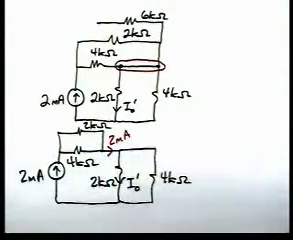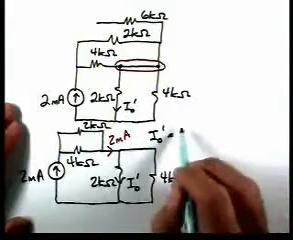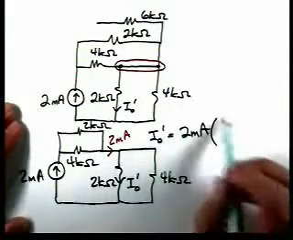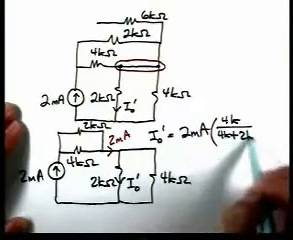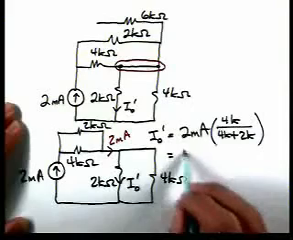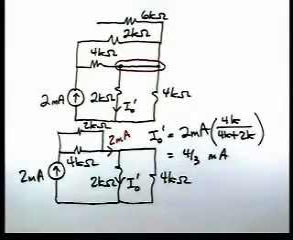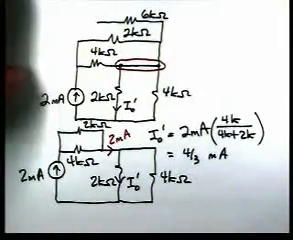this current is 2 milliamps, so we can get I0 prime by current division. So we have 2 milliamps. We want the current through here, so we put this resistor in the top. So the contribution from this source to this current is 4/3 of a milliamp.